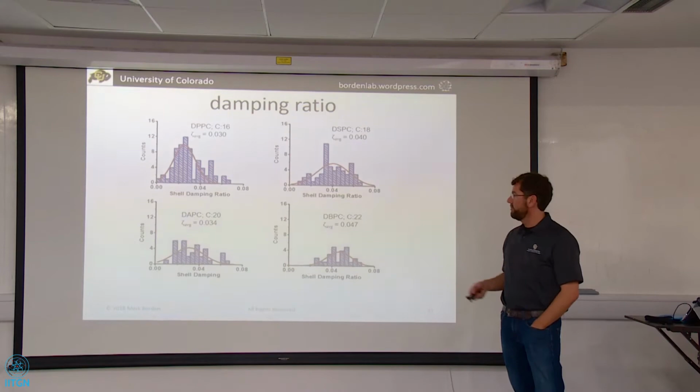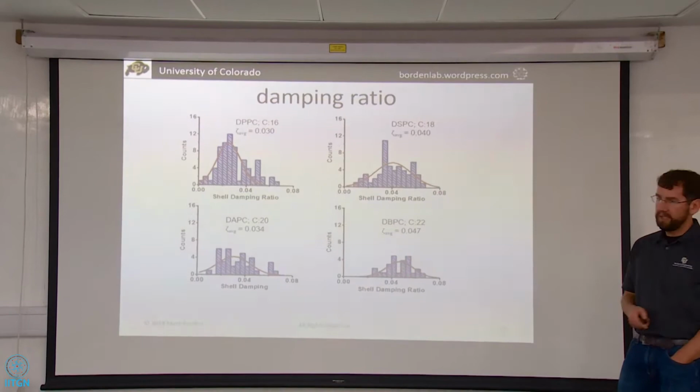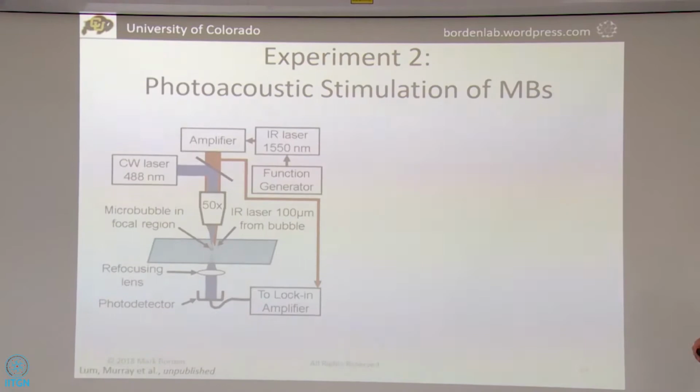So the data seems to be pointing out that this longer chain lipid is somehow becoming more fluid. It should be more rigid, but there's something going on. It all has to do with microstructure.